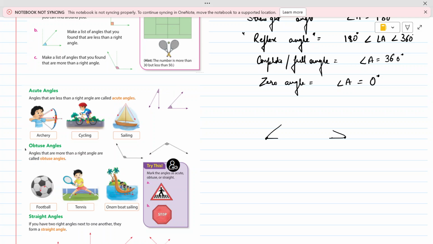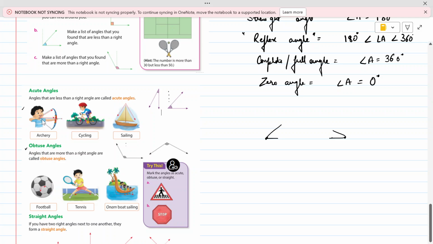Then we have learnt about the obtuse angle, where the two rays forming the angle are greater than 90. See, 180 is somewhere here and it is less than 180, right? So this is an obtuse angle. And similarly, here it is 90 degrees and it is less than 90. So this is an acute angle. Okay, so these are the different examples of acute angle.